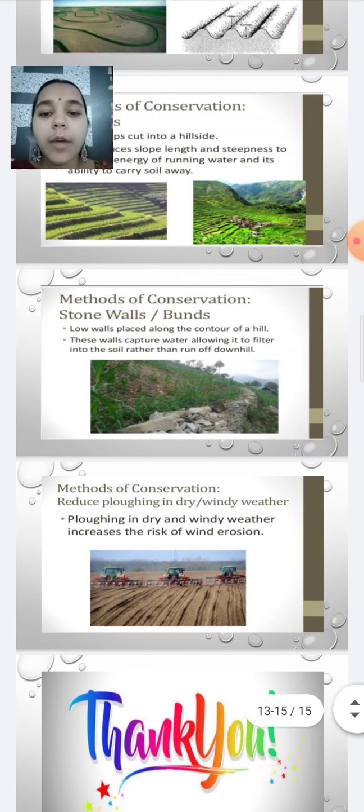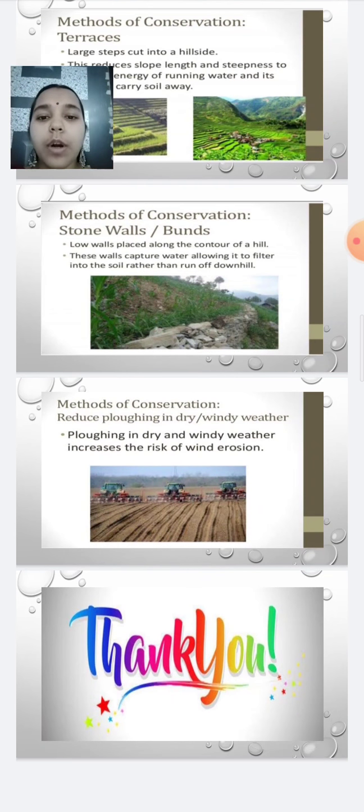Next is building of stone walls or bunds. Low walls placed along the contour of a hill, and what do these walls do? They capture water and allow it to filter into the soil rather than run off downhill. So through this wall the water is captured and filtered down, and it leads to soil conservation.